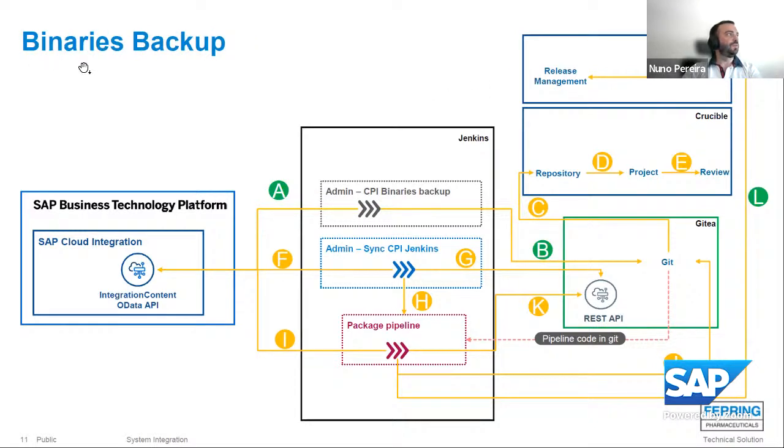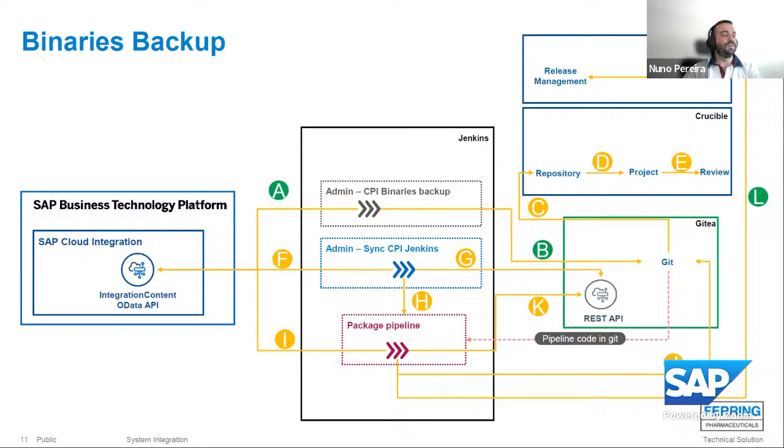We will start now with the Binaries backup pipeline, which is the flow that you see right here, and that also covers a meaningful part of the release management. So first of all, what was the motivation to have the CPI Binaries backup running? When I joined Ferring about 2 years ago, I started to check some interesting documentation online about CI/CD and some recipes available online.